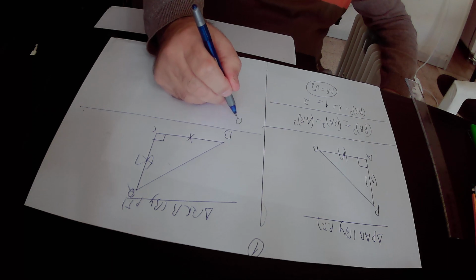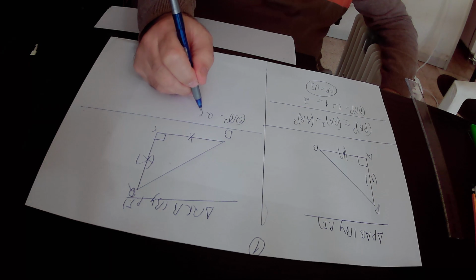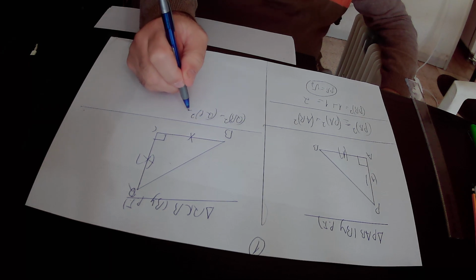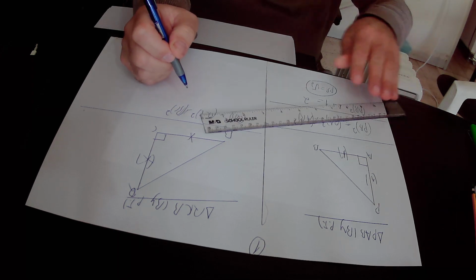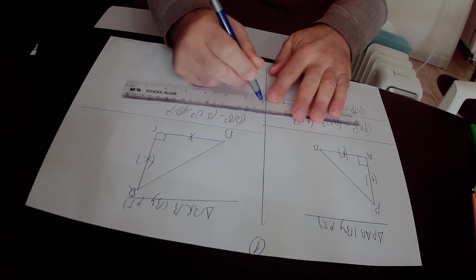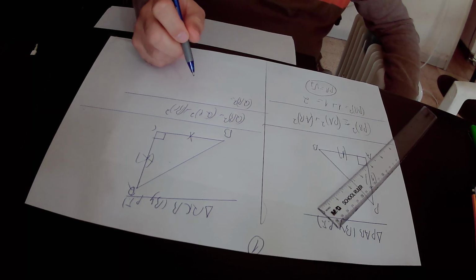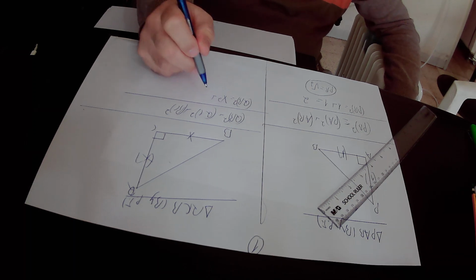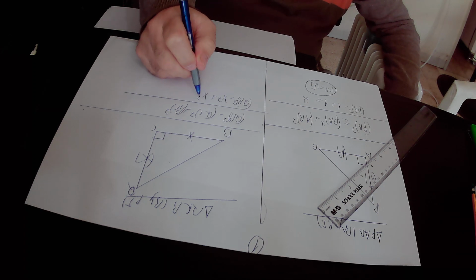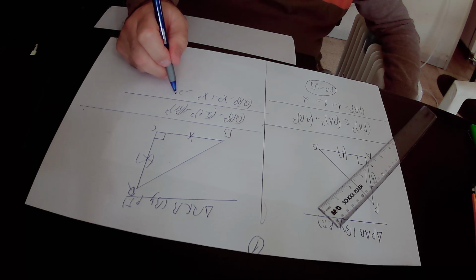QB squared equals QC squared plus BC squared. So QB squared, that is the square of the hypotenuse, equals QC squared. QC is x, therefore QC squared is x squared, plus BC squared. BC is also x, therefore BC squared is x squared. So in total, QB squared equals x squared plus x squared, that is 2x squared.